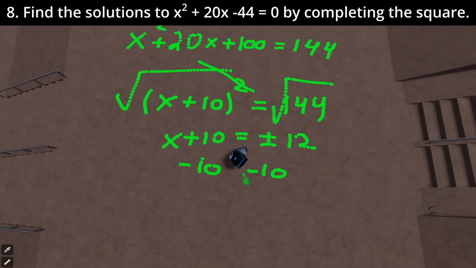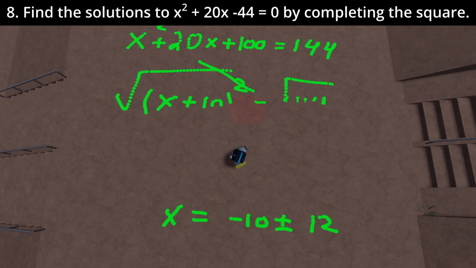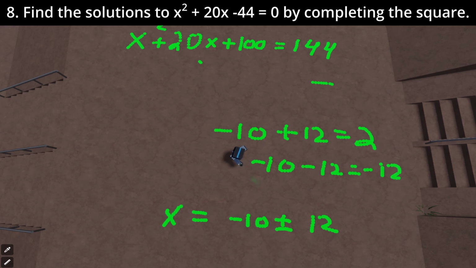So we have x is equal to minus 10 plus or minus 12. And we can just find both solutions pretty easily now. So we'll have minus 10 plus 12 is equal to positive 2. Minus 10 minus 12 is equal to negative 12. Or, no, what am I doing? That's negative 22. And there you go. These are our solutions. So x is equal to 2 and negative 22.